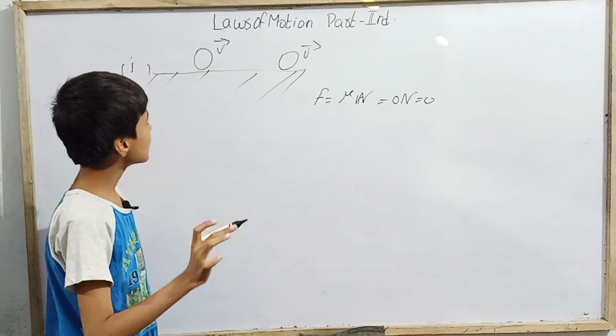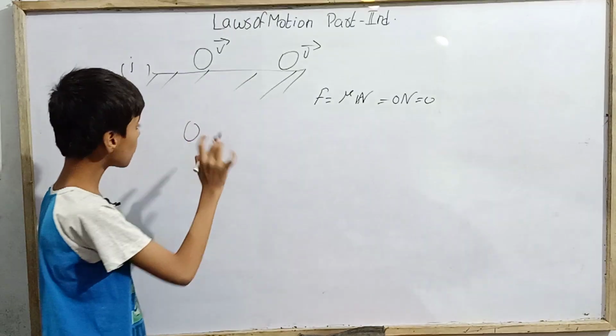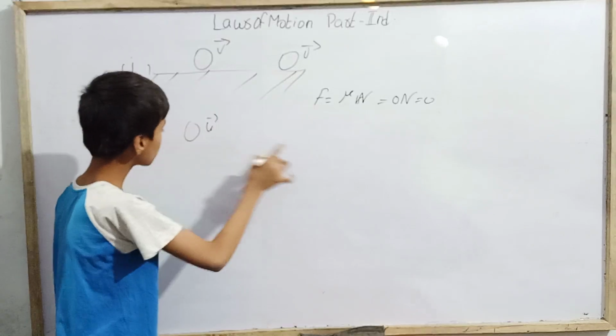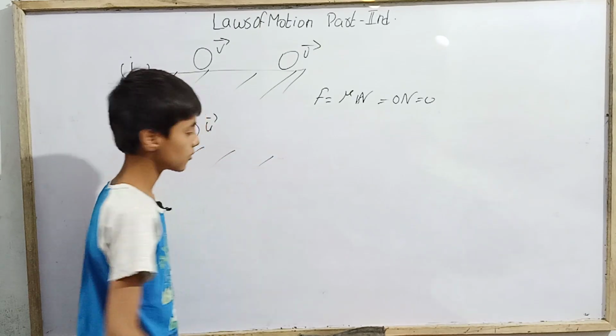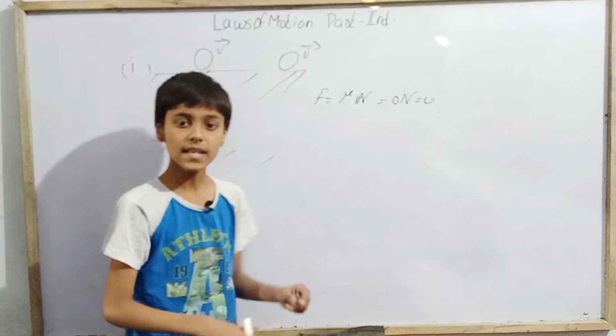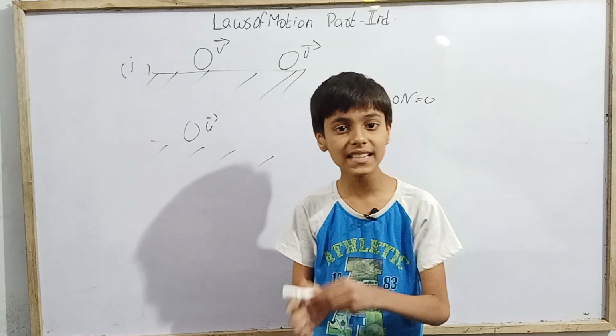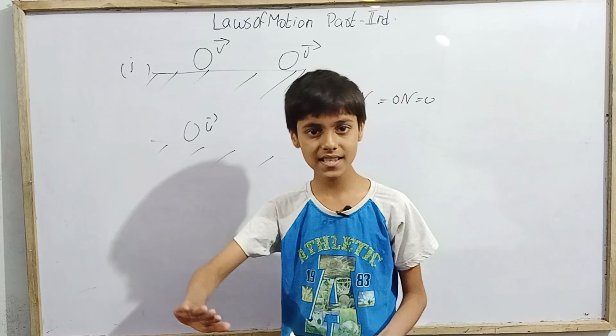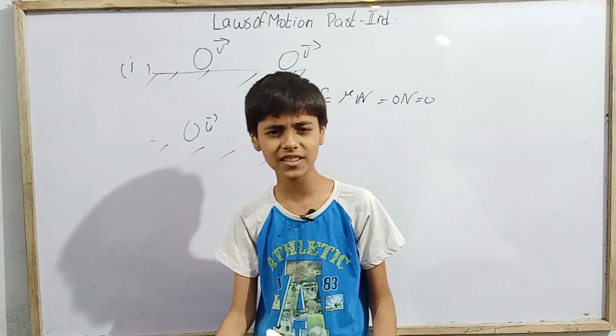But imagine the same case. I have a velocity u, and again the ball is kept on a surface. Suppose the surface is smooth. We know the physical meaning of smooth in physics: it means the surface is frictionless. There is no friction on the surface.